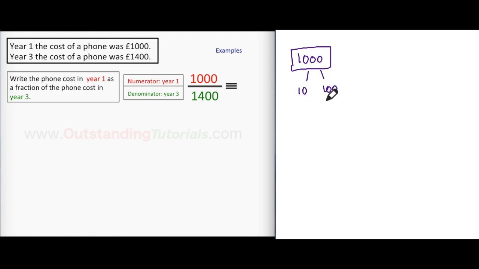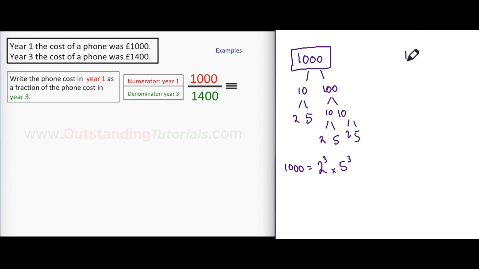So we have to break this up into two numbers, 10 times 100. Would you agree? That will give me 1000. Now, I know they're not primes, but we can keep going and break this down into primes. This is going to equal 2 times 5, which will give me 10. 100 can be written as 10 times 10, and each of these is going to be 2 and 5. So 1000 is equal to 2 to the power of 3 times 5 to the power of 3.